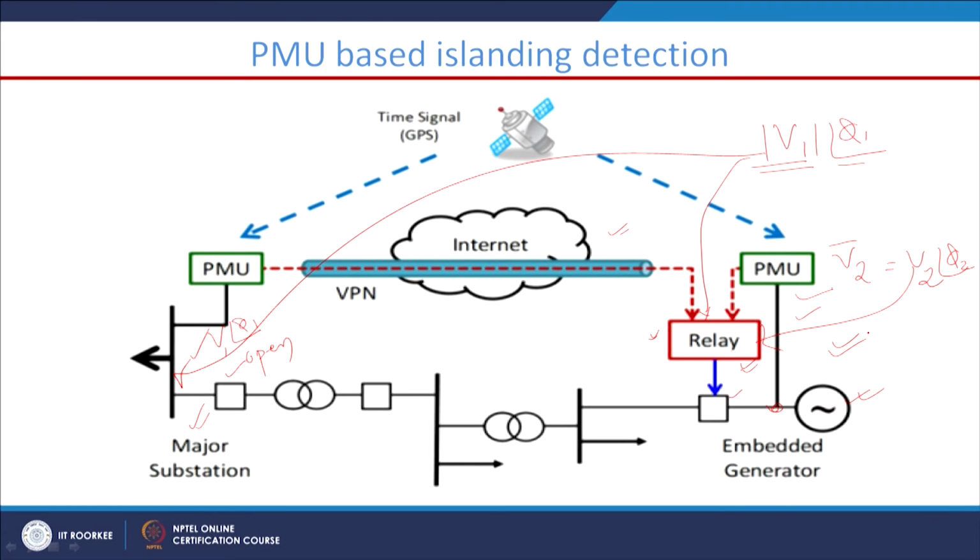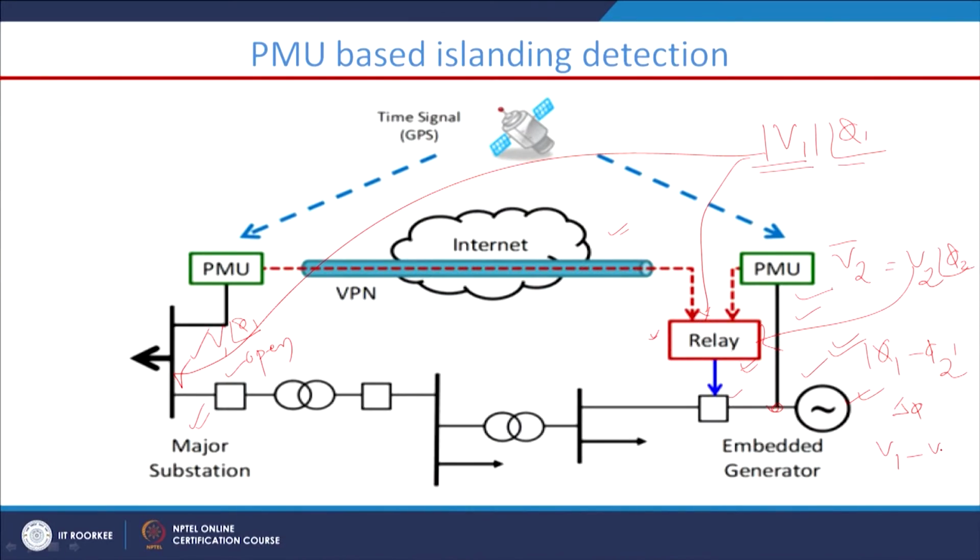You can also simulate this type of system, where this embedded generator is disconnected from the major substation or grid. Now a very distinct angle difference will be there. The angle difference phi 1 minus phi 2 is visible. I mean del phi is very significant, right.